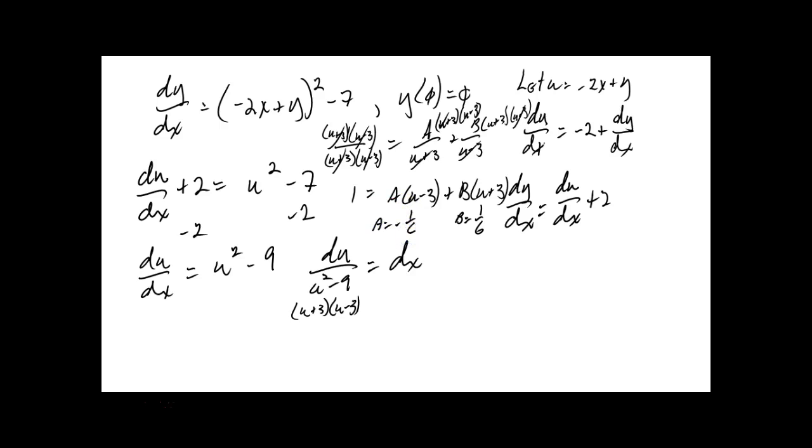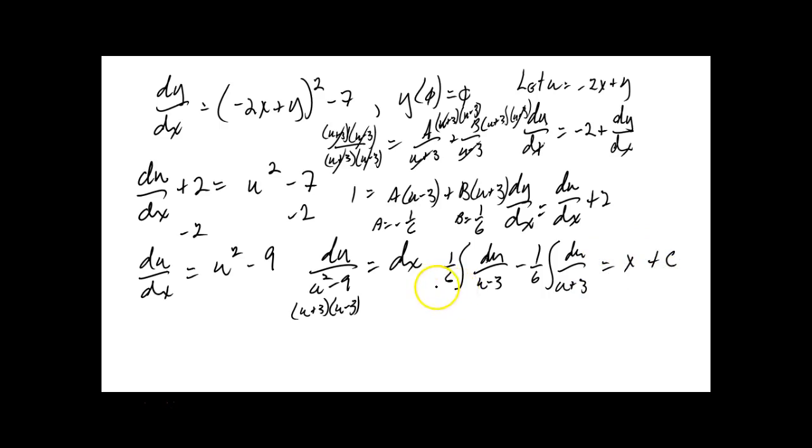Okay? Now let's plug that back in to this, and we'll have the integral. I'm going to do the 1/6 first. I'm going to put the 1/6 out front. I'm going to do the b first, and b was over x, u minus 3. That would be, du over u minus 3, minus 1/6, the integral of du over u plus 3, and that's equal to x plus c. We may need to change the c in a minute, but we'll see.